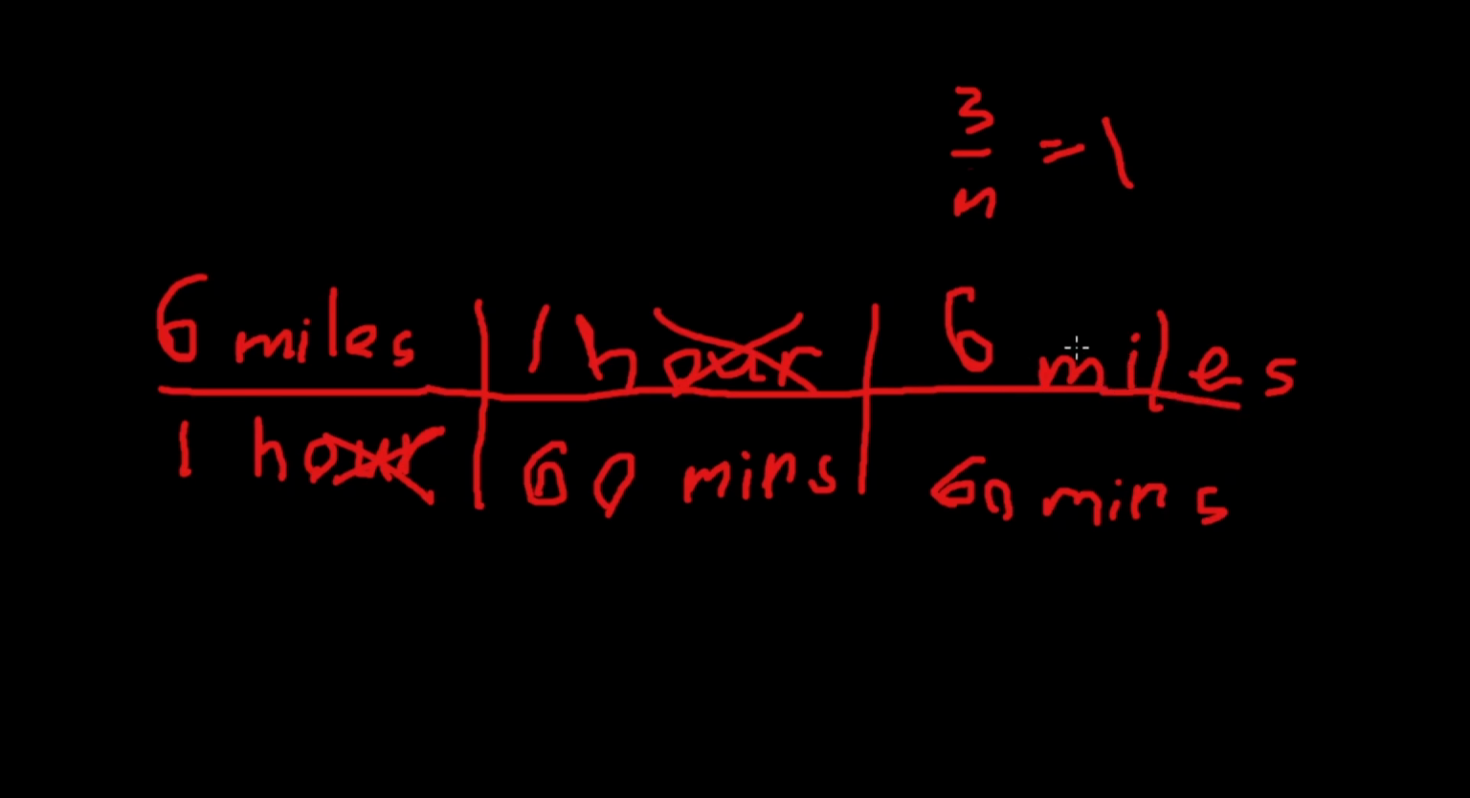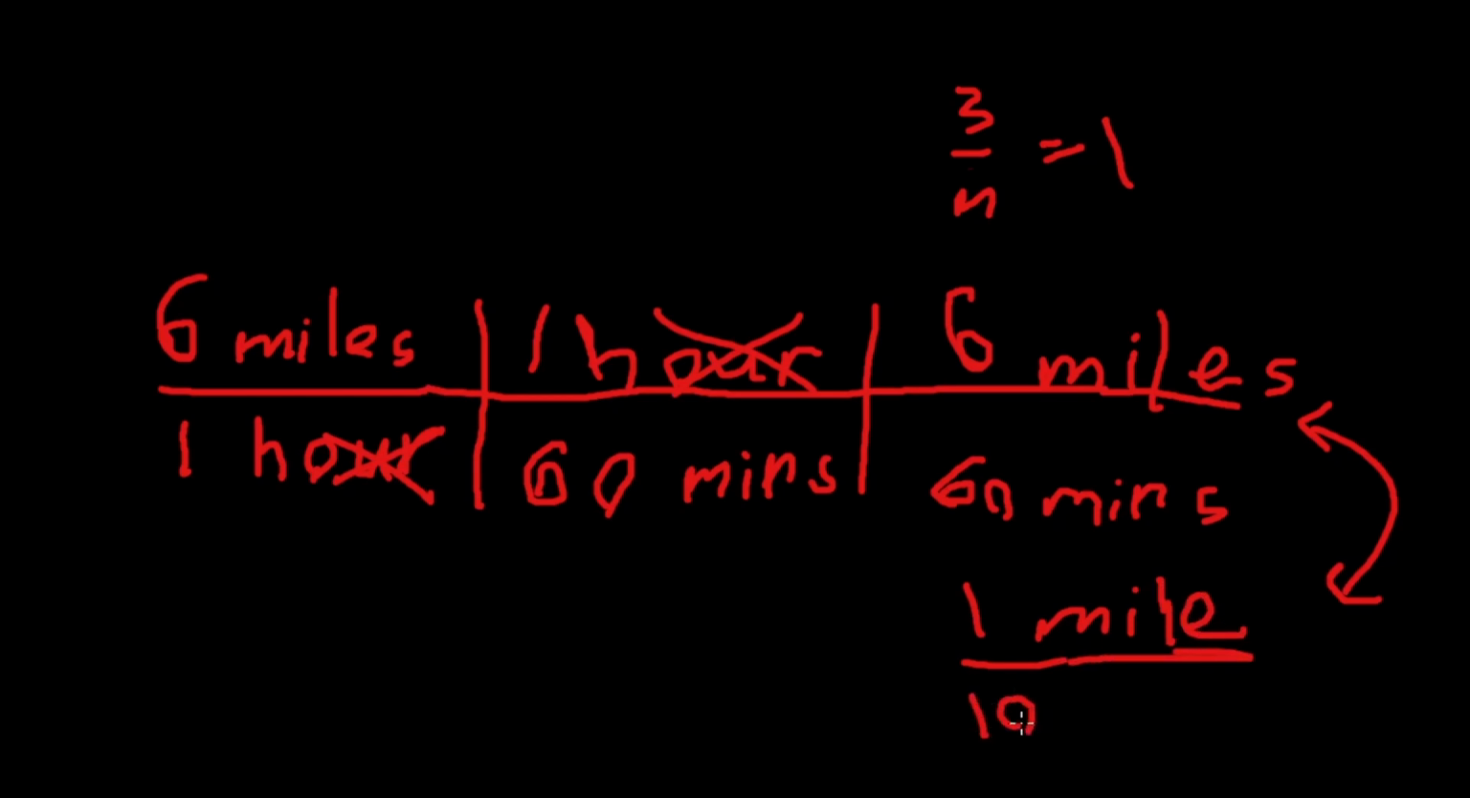So Kyle's speed is 6 miles every 60 minutes. And if we want to simplify this, we can divide the top 6 and the bottom 60 by 6 to simplify the fraction. So this basically simplifies to 1 mile every 10 minutes.